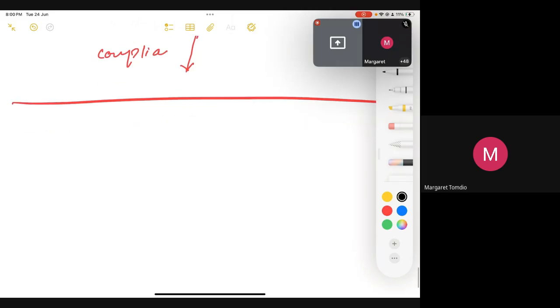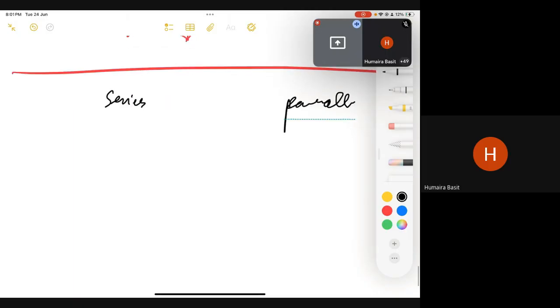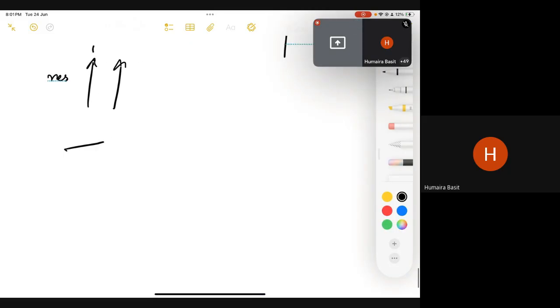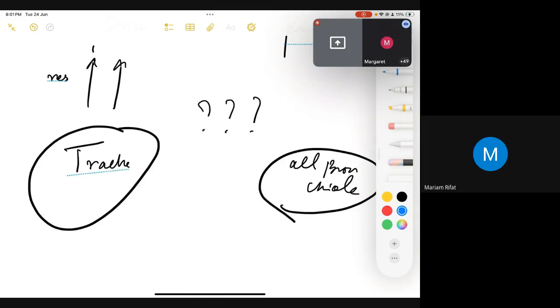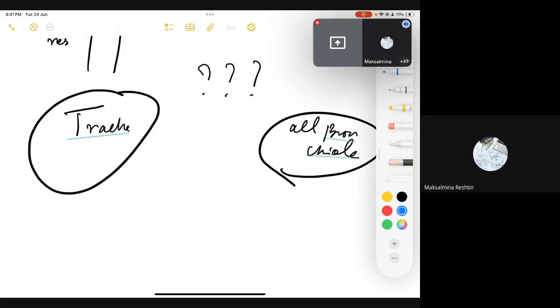So if you guys remember, we discussed series circuits and parallel circuits, remember? Keeping that in mind, let me ask you a question. Where are we going to have more resistance, in the trachea or in all of your bronchioles? In the trachea. Why? Because in the bronchioles, collectively, they have less resistance. The collective diameter of the bronchioles is bigger compared to the trachea. Perfect. It's basically an example of a parallel circuit.